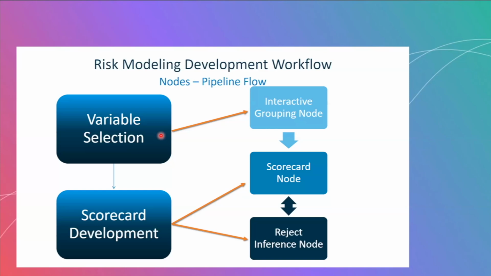So alternatively, it is being called by that name. That node will allow us to have the variable selection done for us. Correct. And then we have scorecard development, for which there are two nodes. One is a scorecard node, and a very interesting node called the reject inference node as well. Once we go to the node, we'll discuss more about that reject inference.